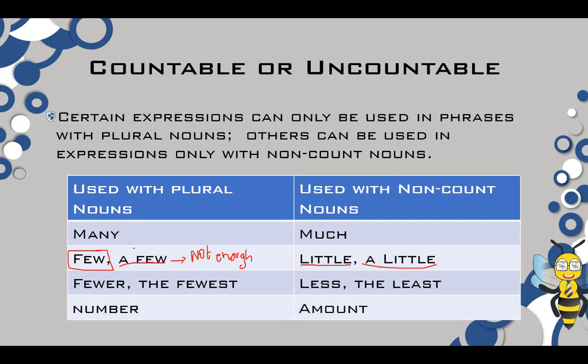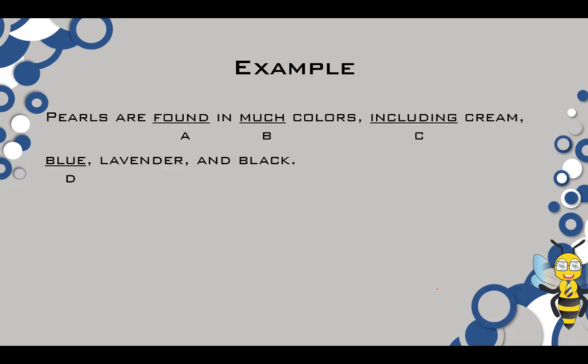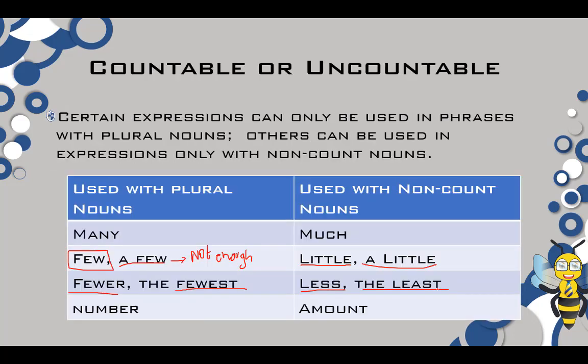Fewer, as you know, is the comparative form of few, and fewest is the superlative form. And the same here, less is the comparative form, and the least is the superlative form. So, that's basically everything that you need to know. Remember, just many, few, fewer, fewest, number are with countable nouns, and little, a little, less, least, amount, and much are always used with uncountable nouns.